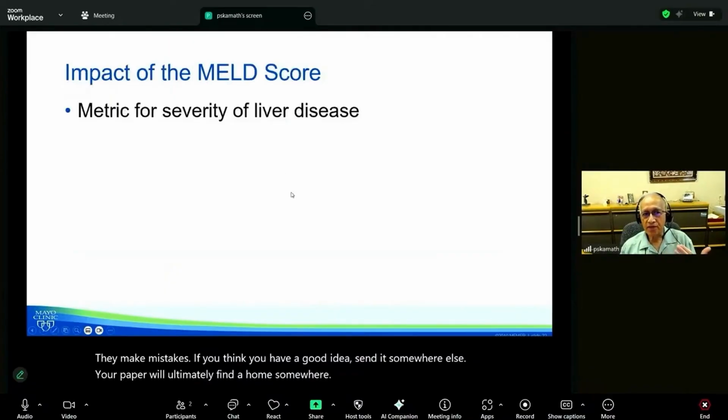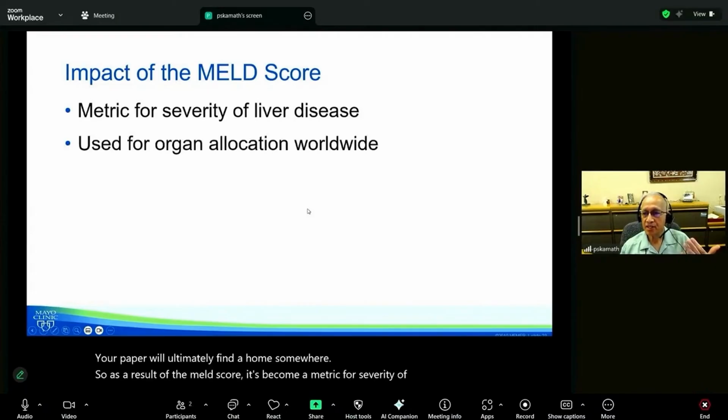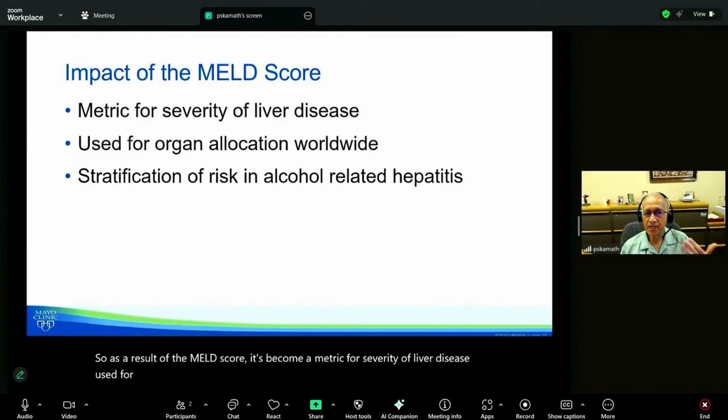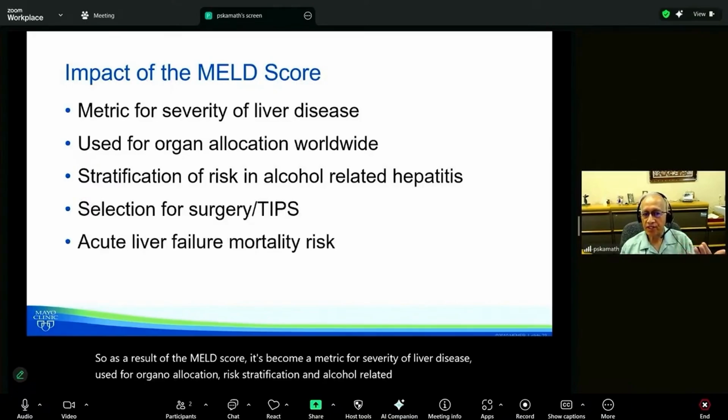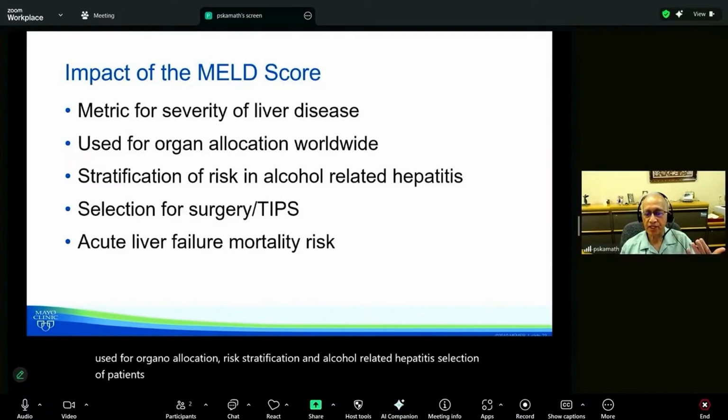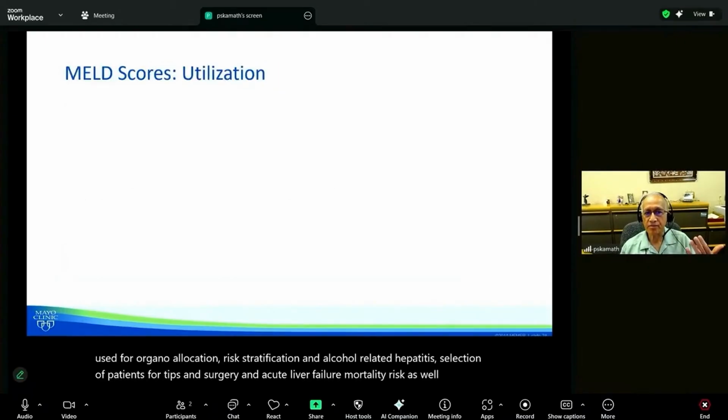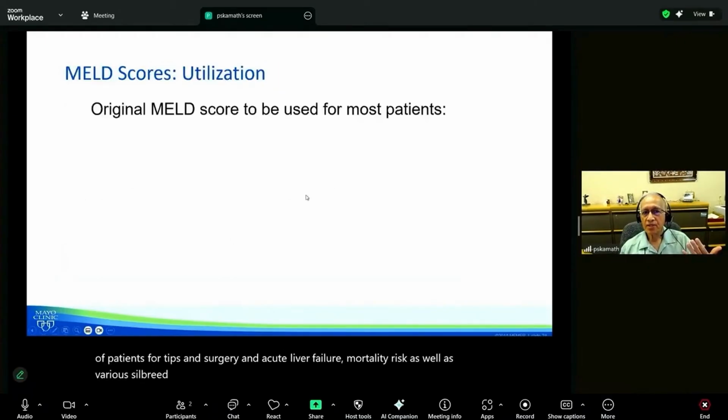So as a result of the MELD score, it's become a metric for severity of liver disease, used for organ allocation, risk stratification and alcohol-related hepatitis, selection of patients for TIPS and surgery, and acute liver failure mortality risk, as well as variceal bleed mortality risk. So we can use it in different ways.